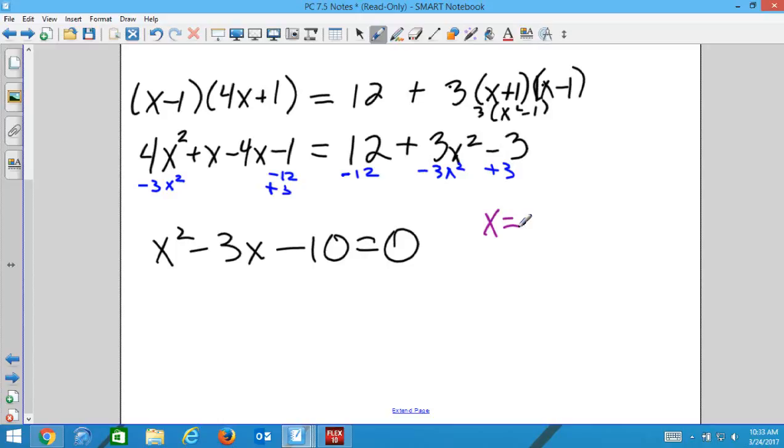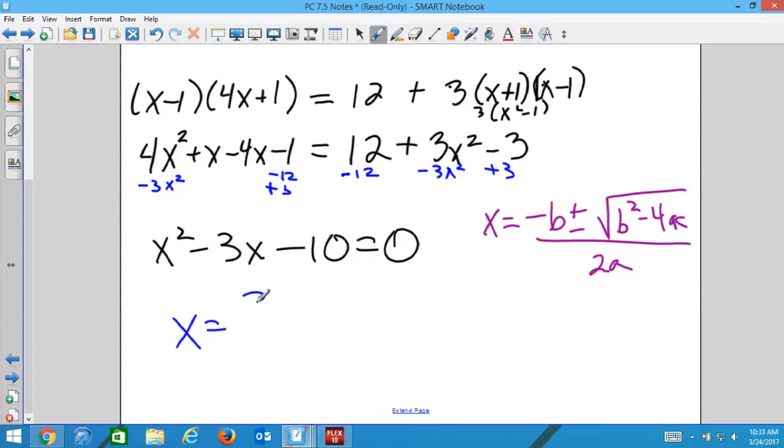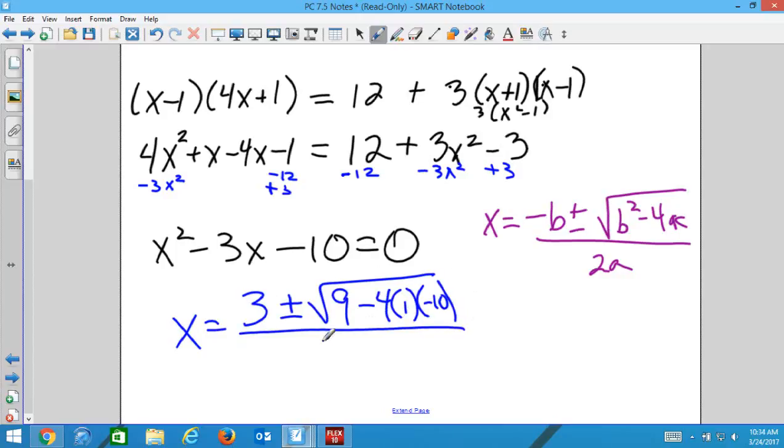Let's talk about x equals the opposite of b plus or minus the square root of b squared minus 4ac, over 2a. I always forget the b squared. So we have x equals, the opposite of b is positive 3, plus or minus the square root of b squared, which is 9, minus 4 times 1 times negative 10, all over 2 times 1.